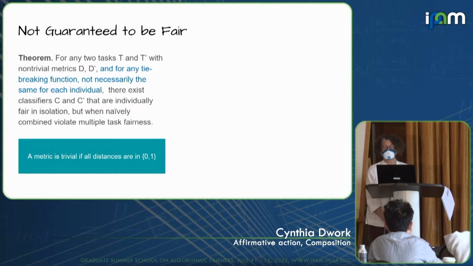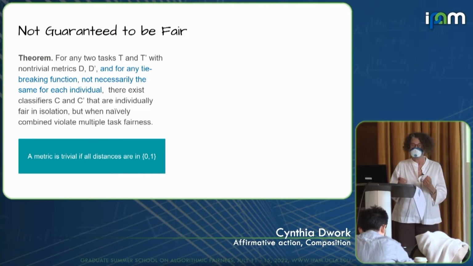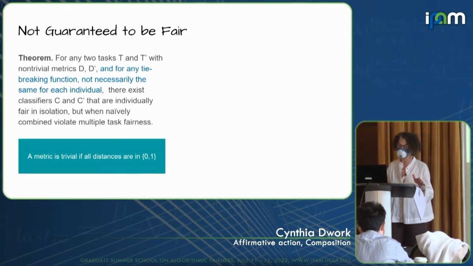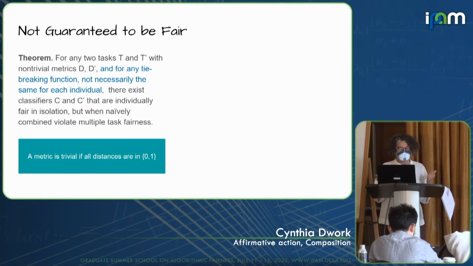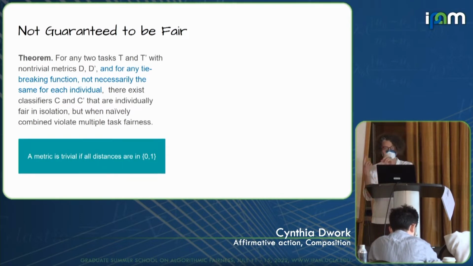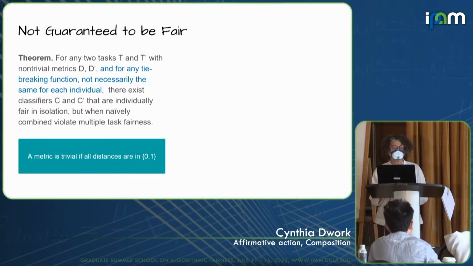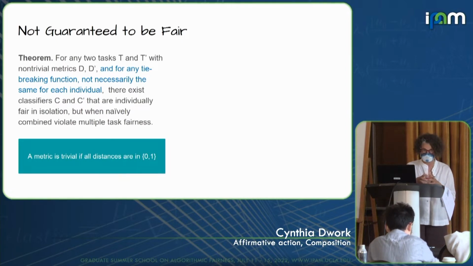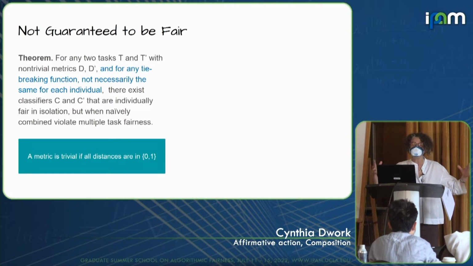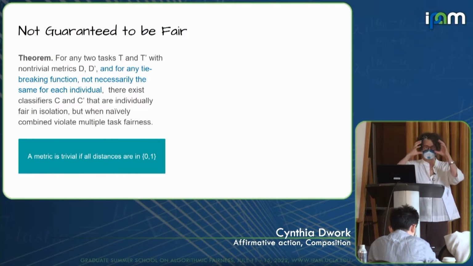And let's assume that there is a tie-breaking function. In the case of the advertising, the tie-breaking function was money, greater than money. But it could be an arbitrary tie-breaking function. It doesn't have to be the same for each individual. Then there exist classifiers, C for task T, where task T is governed by metric D, and C prime for task T prime, which is governed by metric D prime, so that C and C prime are individually fair for their respective tasks and distances in isolation, but if you combine them naively, then you will get a violation of the fairness of the system as a whole.